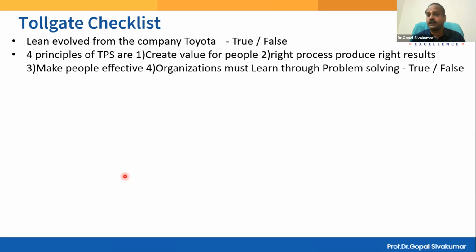Organization must learn through problem solving. Don't run away from problems. Face the problem. That is Six Sigma, right? So organizations learn project by project. Every project supported, there will be a new learning. There will be new knowledge. That new knowledge will help you to upgrade your existing process, upgrade your SOP, right?